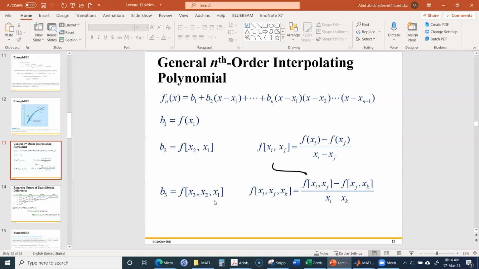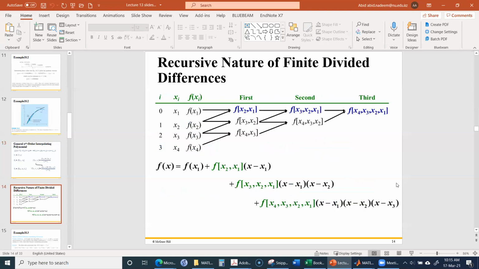The divided difference f[x3, x2, x1] is the second order divided difference, and it will be equal to the divided difference f[x3, x2] minus f[x2, x1], divided by x3 minus x1. Okay, the formula will be like that. So as we can see it from this table of the finite divided differences.